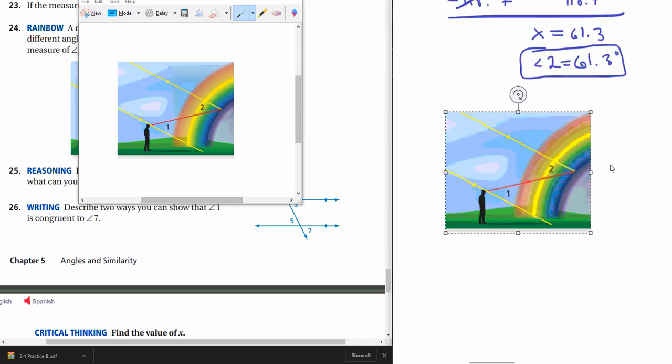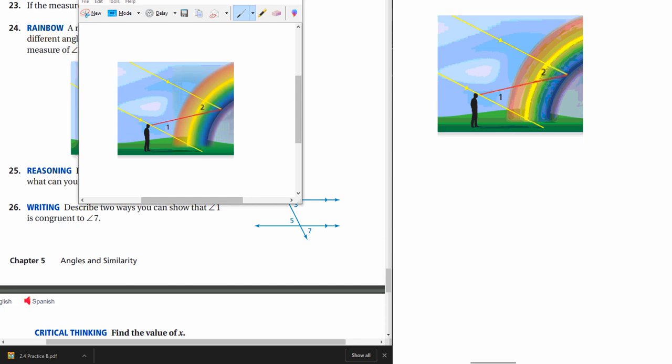All right, so this is number 24. On 24 here, what we actually have is two parallel lines, this one and this one, and a transversal right here. So with that in mind, the two angles we're looking at, angles 1 and 2, are on opposite sides of the transversal, so we'd say alternate, and they're inside the parallel lines, so we'd say interior, alternate interior angles. And alternate interior angles are congruent.